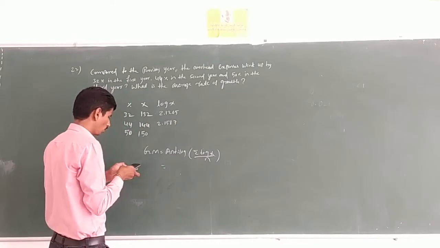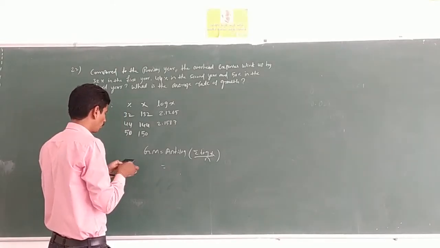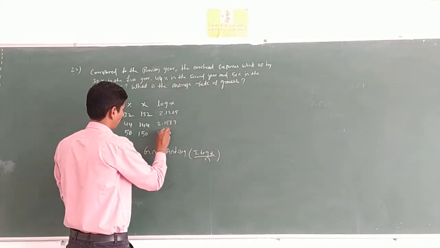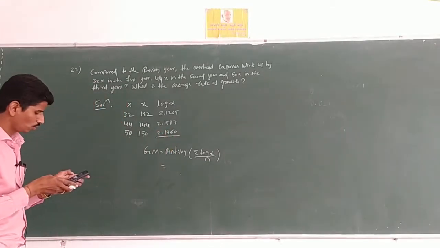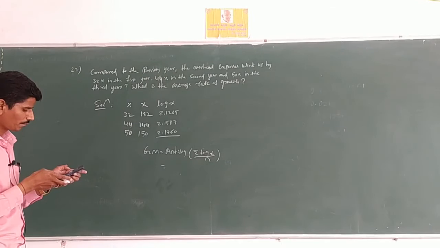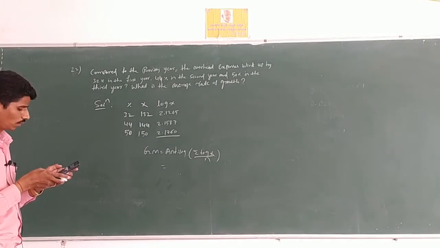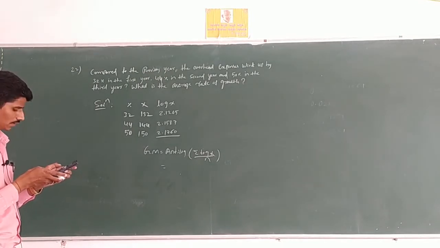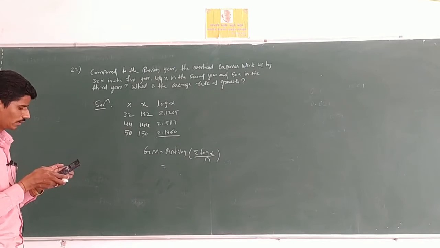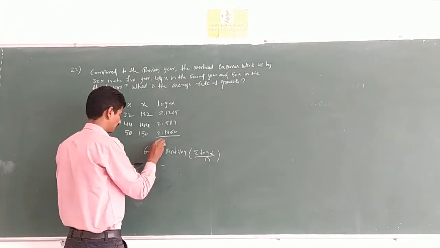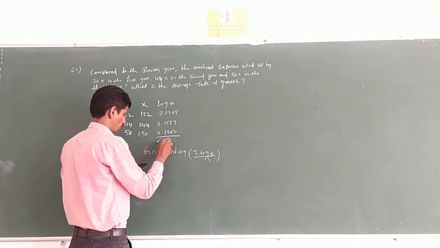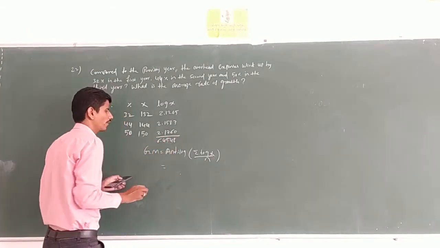Log 150 is 2.1760. Then the sum of the log x is 2.1205 plus 2.1583 plus 2.1760, which is 6.4548. Sum of log x is 6.4548. Then substitute the values.